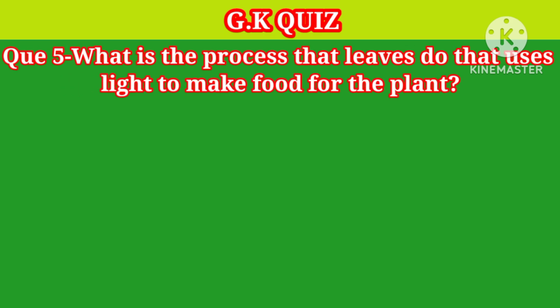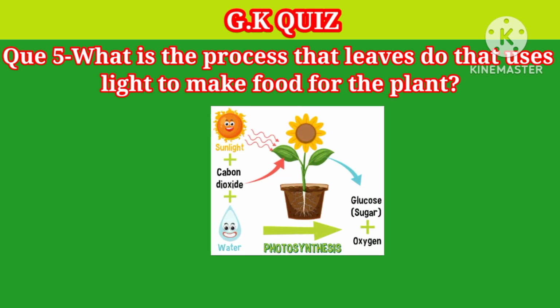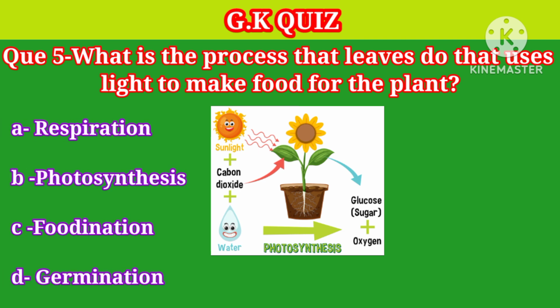Question number 5. What is the process that leaves do that uses light to make food for the plant? Your options: A. Respiration. B. Photosynthesis. C. Pollination. D. Germination. Your right answer is photosynthesis.